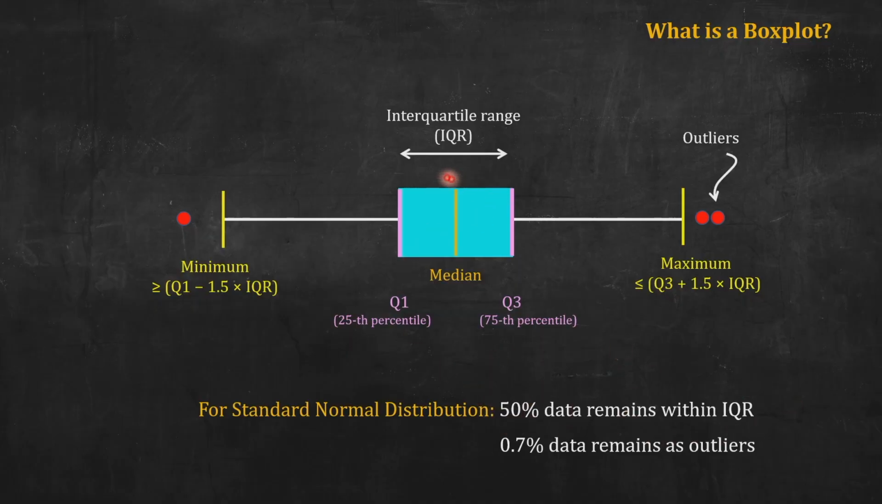To understand that, we have to go to the standard normal distribution. I will not go into the mathematics of that, but it can be shown that if your data follows a standard normal distribution, that means it is a normal distribution with mean 0 and variance equal to 1, then 50% of the data will remain inside this box, that is within the interquartile range. Whereas, the outliers on both sides will constitute only 0.7% of the data. So, 0.7% of the data will represent the outliers for a standard normal distribution, and that is why we have designed the box plot in this particular fashion.